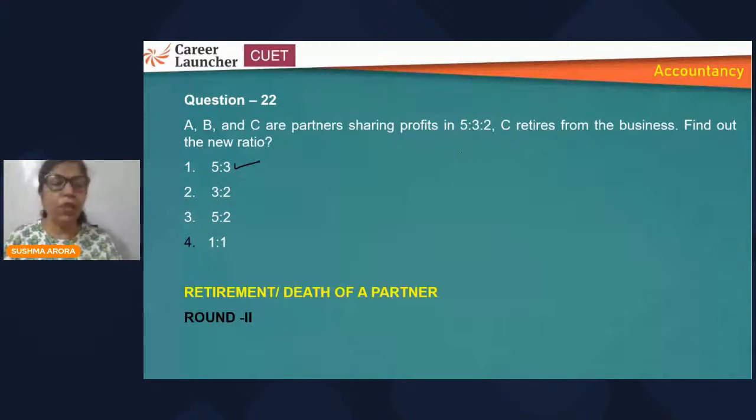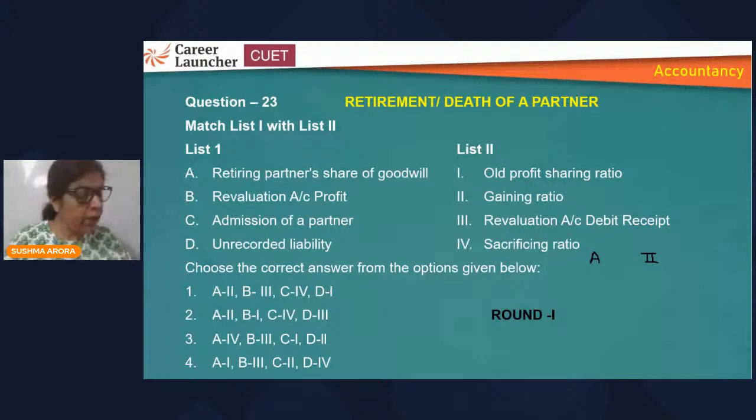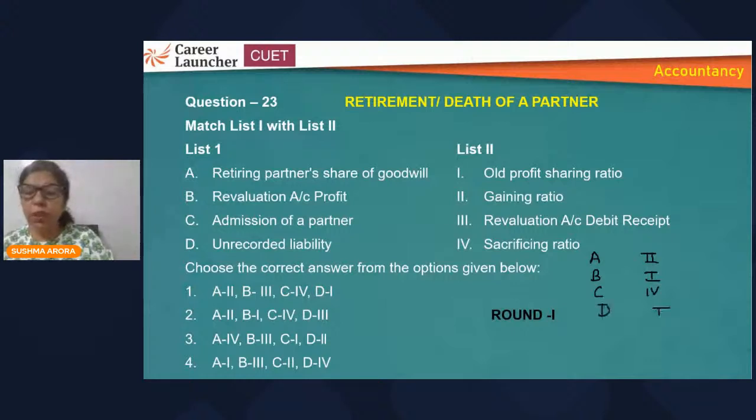Now come on to the match the following. What I suggest you, just match. First, a retiring partner's goodwill will always be shared in the gaining ratio. Revaluation account profit will be distributed in OPOR, old partners, old ratio. Admission of a partner: that time we calculate the sacrifice ratio. And unrecorded liability will be transferred to the revaluation debit side. So D will be third. So the answer will be second.